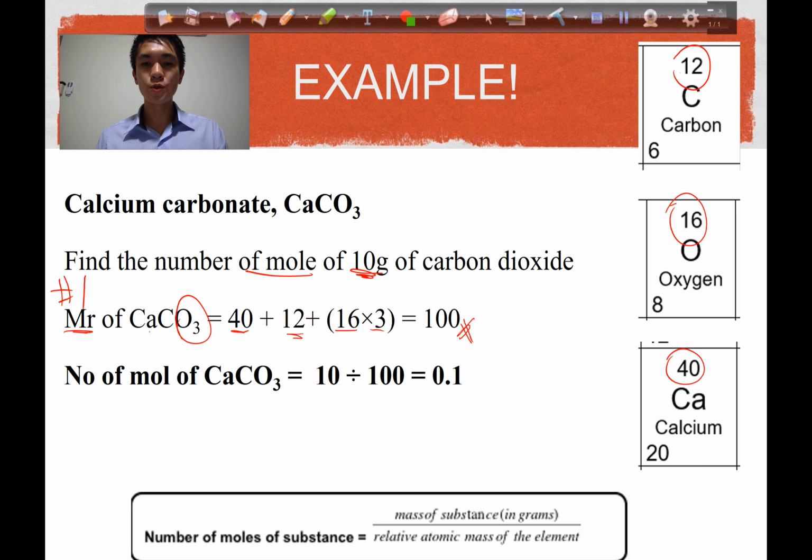So what do I do next? Applying the same formula, I get mass over the MR of the substance. Mass is 10, so 10 divided by 100, the answer will be 0.1. It's simple, isn't it?